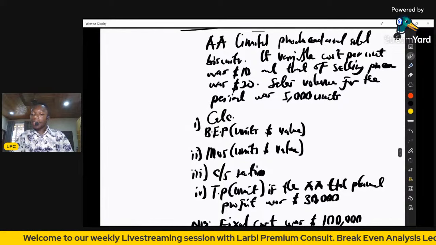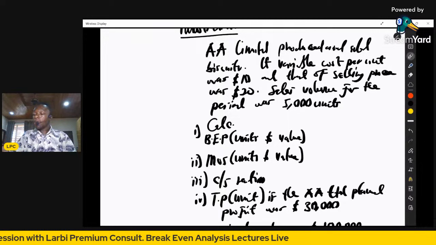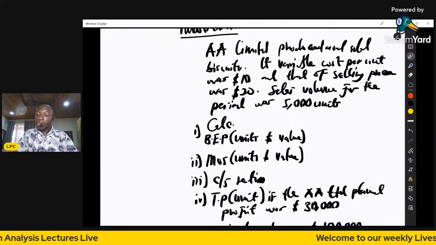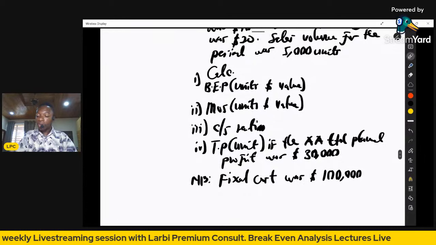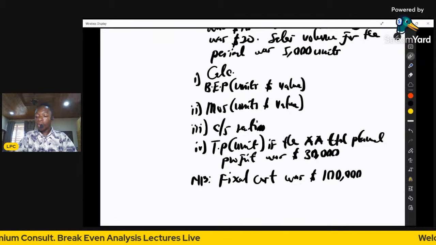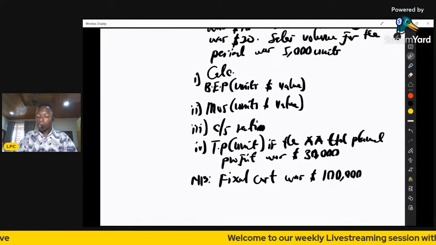So you have AA Limited, which produced and sold biscuits in their past activity. Variable cost per unit was $10, and the selling price per unit was $20. Sales volume for the period was 5,000 units. We are asked to calculate the break-even point in terms of units and in value, the margin of safety in terms of units and in value, then the CS ratio, that's the contribution to sales ratio. Then we have the target profit if AA Limited's planned profit was 30,000, and the fixed cost was 100,000. This is what we need to understand before we even solve this question.